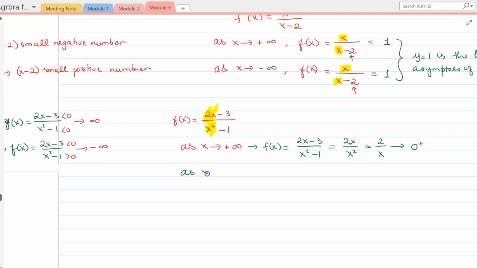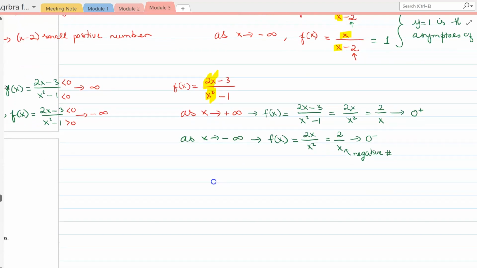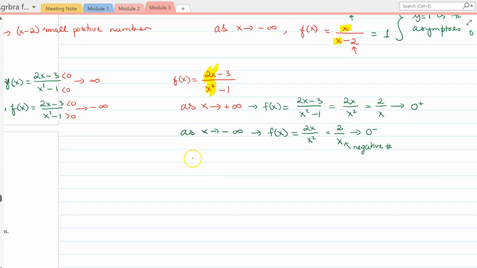So what happens when x approaches negative infinity? Well, then f of x again solely depends on the behavior of this, right? But when x goes to negative infinity, you are looking at this being a negative number. So then this approaches 0 from the left. In either case, it will tell us that the horizontal asymptote is y equal to 0.